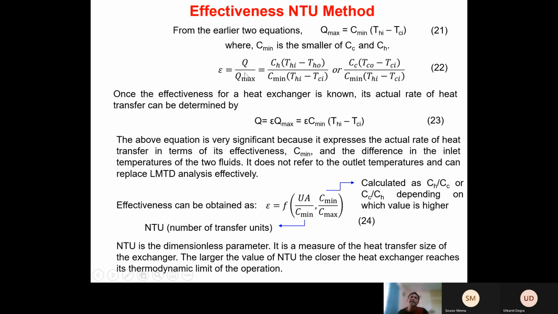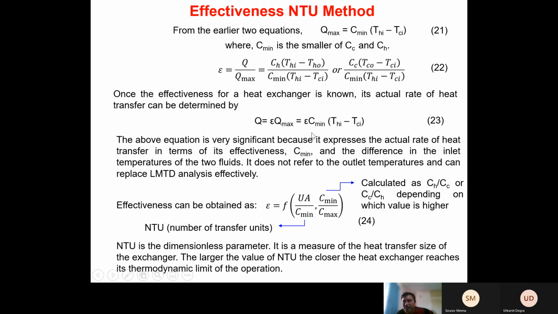Again, as we have said that Q by Qmax is epsilon, so that means Q is given by what? Epsilon into Qmax, isn't it? And epsilon is what? Epsilon is Cmin into Qmax is what? Cmin into THI minus TCI. That's what we have defined here. So Q is given as epsilon Cmin (THI minus TCI).